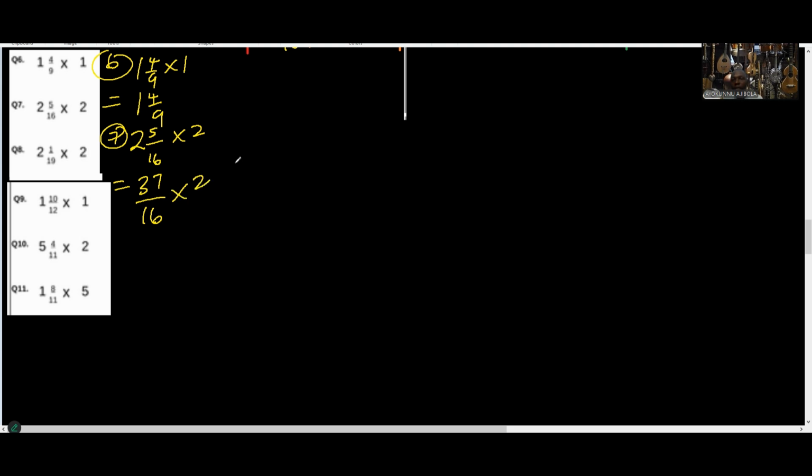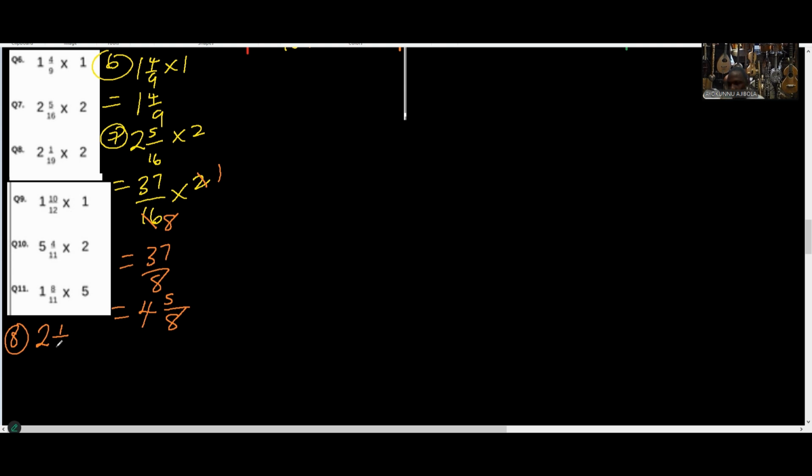So 2 can divide 16 to give us 8. Then we have 37 over 8. How many 8 is in 37? That's 4, which is 32, giving the 5 over 8. Then question number 8, we have 2 whole, is this 1 over 10 or 1 over 19? That's 1 over 19, okay.